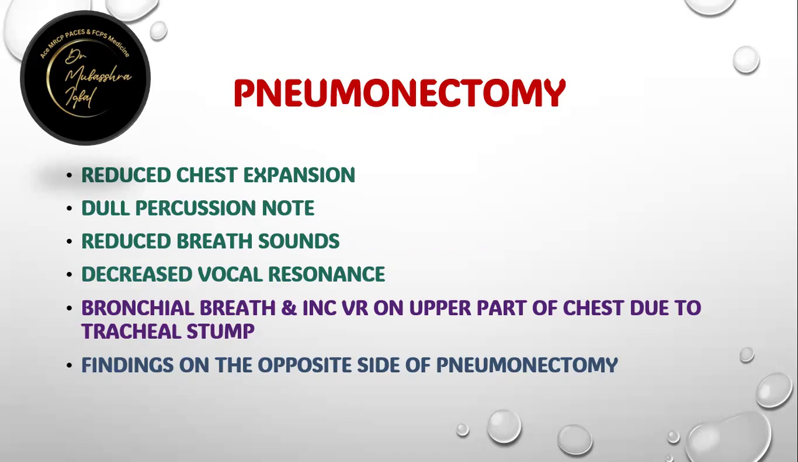However, because of the tracheal stump on the side of the pneumonectomy, for example on the left side, just on the upper part of the chest you can get a patch of bronchial breathing with increased vocal resonance. The underlying cause is the leftover tracheal stump. That's why you can get this finding, and if you get it, you should comment on it.